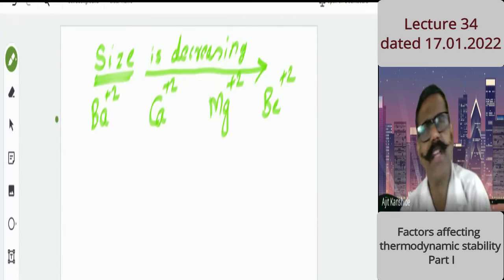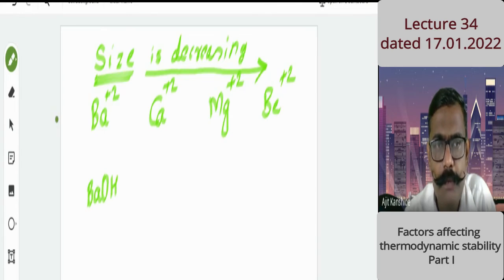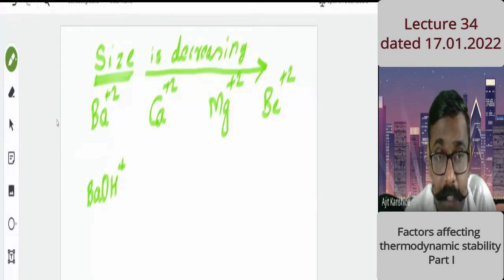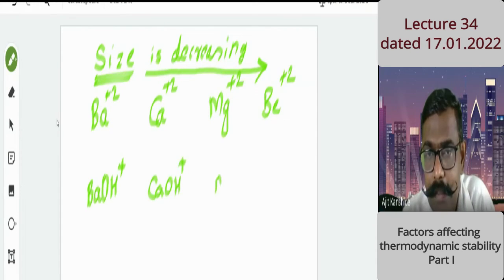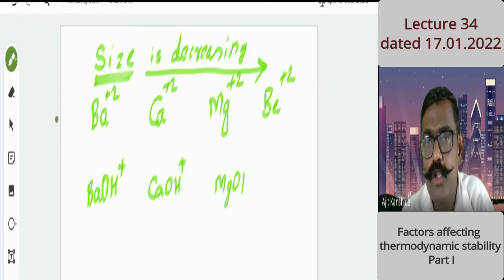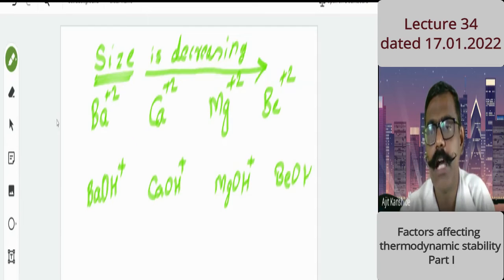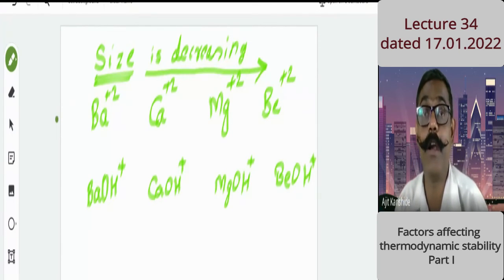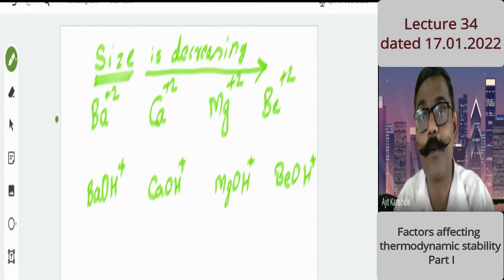Then let me consider again the hydroxide complexes. So hydroxide complex for barium, how can I represent? That's BaOH. Help me. What should be the charge? Plus. Right. Other, CaOH. What should be the charge? Plus. Right. Third, MgOH. What should be the charge? Plus. Good. Likewise, last, BeOH charge is plus. These are the four different monopositive hydroxo complexes of second group elements.